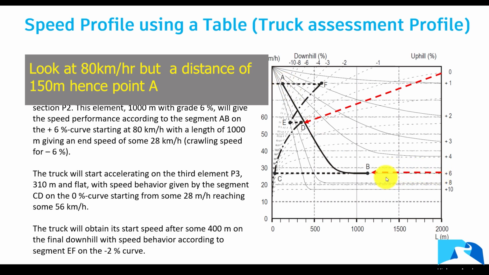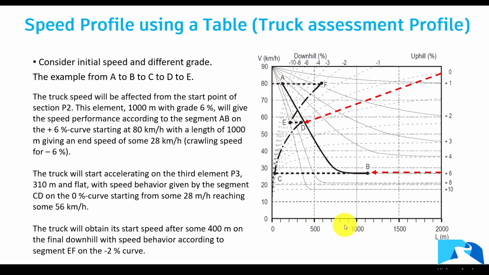What you're looking at here are these profiles for the different grades. For the 6% here, it goes up and then curves all the way to the top. If we start with 80, our point A is going to be there. This is where we're starting, at 80 kilometers per hour. Then at the start of 150 here, around here, because this is 1, 2, 3, 4, 5, each of these is 100. For the first 150, we draw a line going up here, which creates point A.